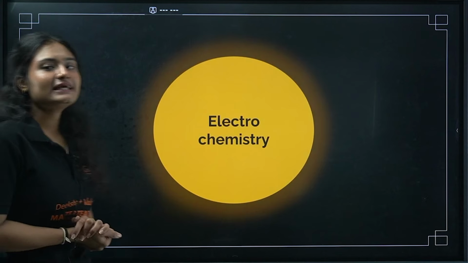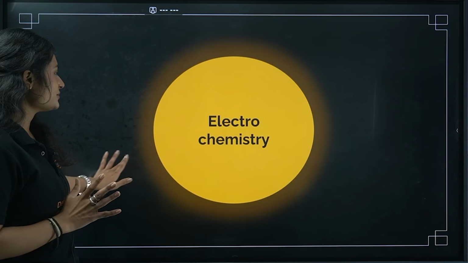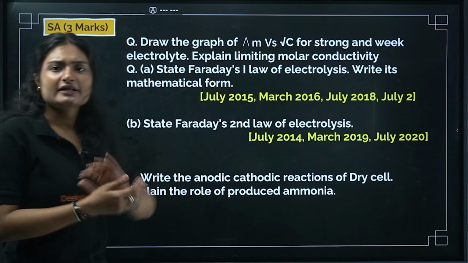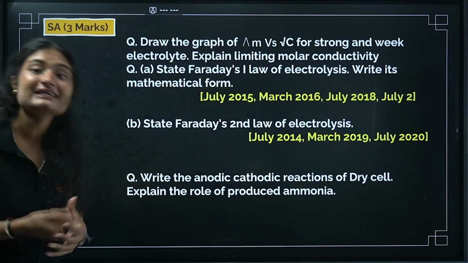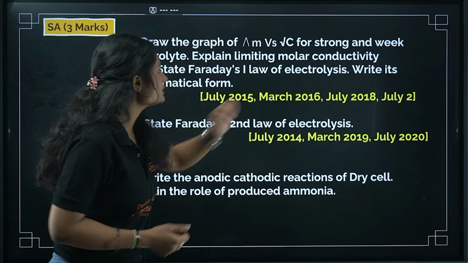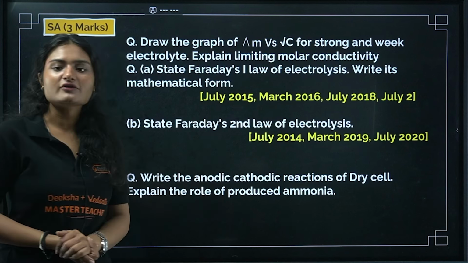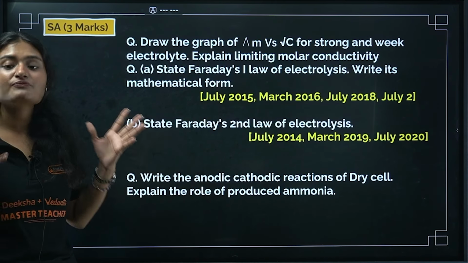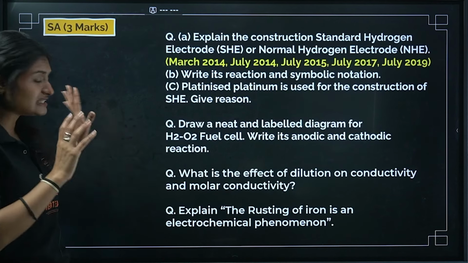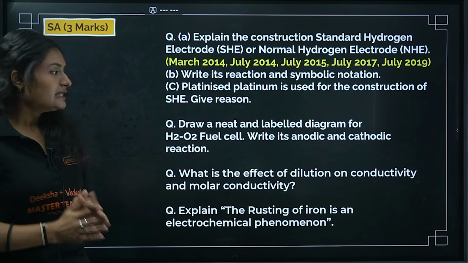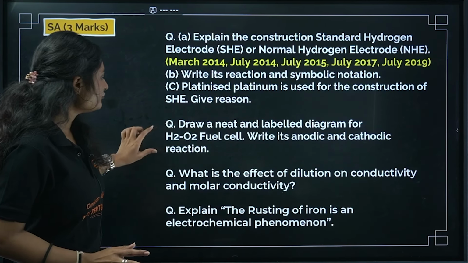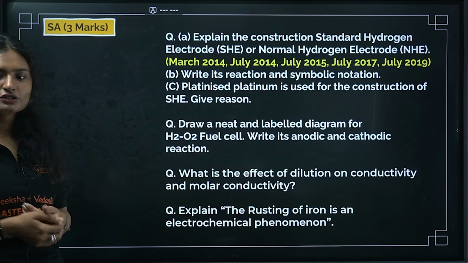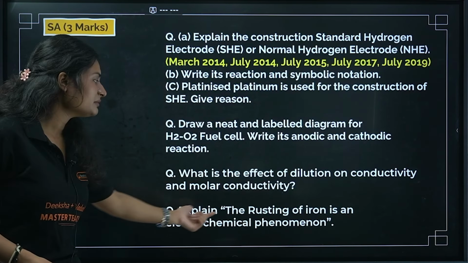In Electrochemistry, we have the graph between lambda m and root c, for weak as well as strong electrolytes. Explain limiting molar conductivity. Then you have Faraday's second law of electrolysis, anodic and cathodic reactions of dry cells. Explain the role of ammonia produced. These all come as 3 marker questions. Now a neat labelled diagram of the fuel cell, the hydrogen-oxygen fuel cell, anodic and cathodic reactions, and rusting of iron as an electrochemical phenomenon.